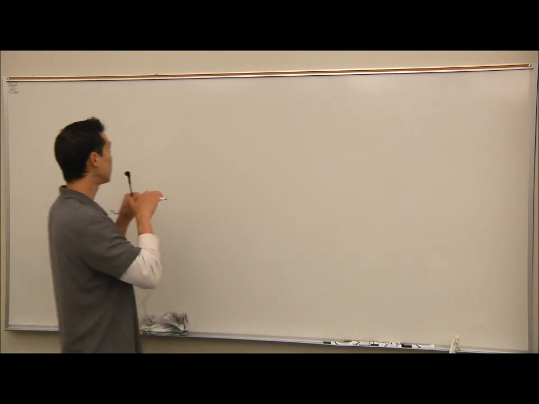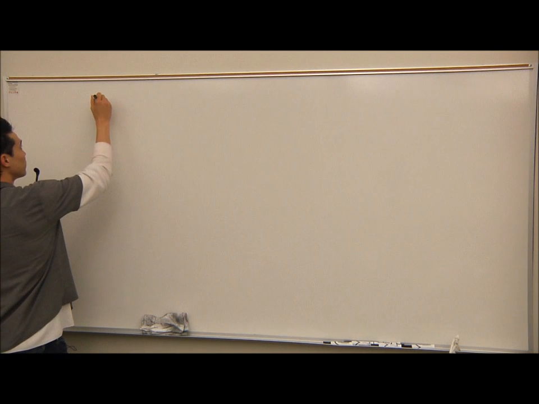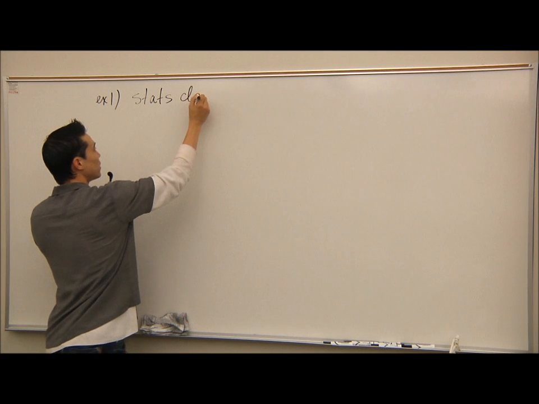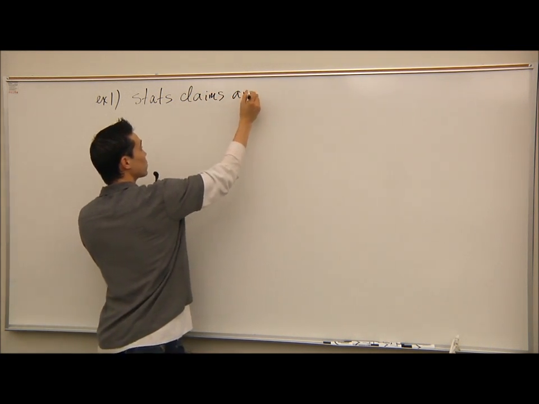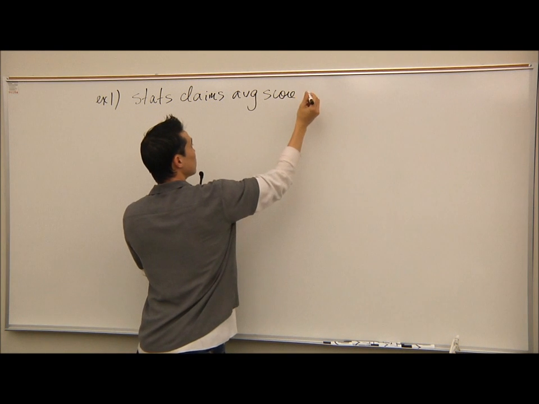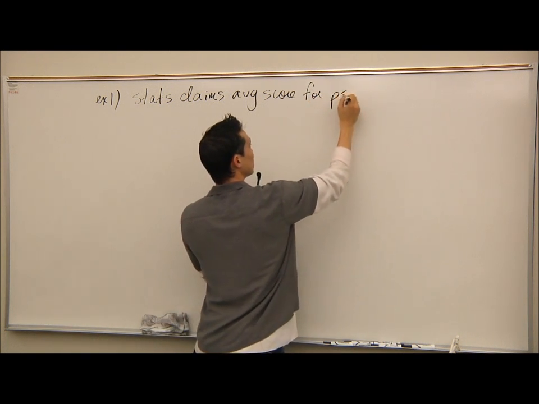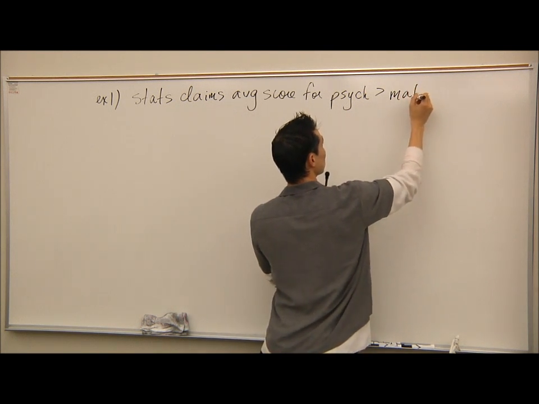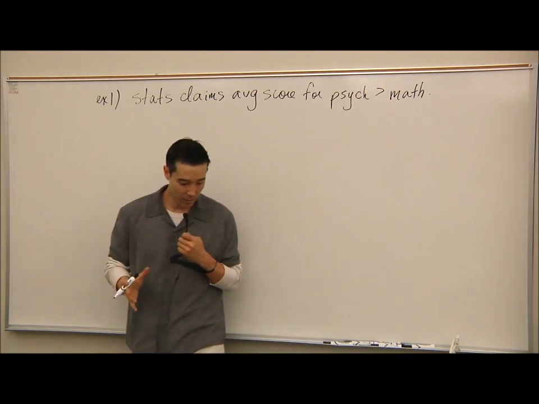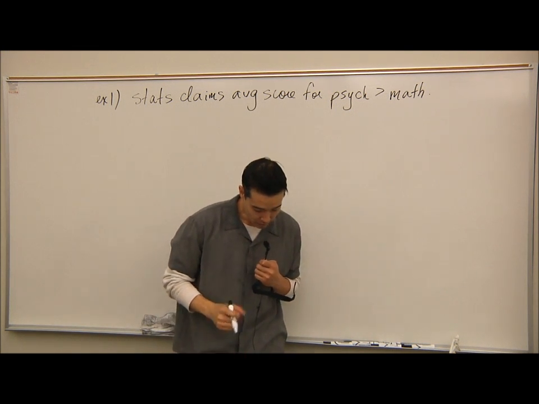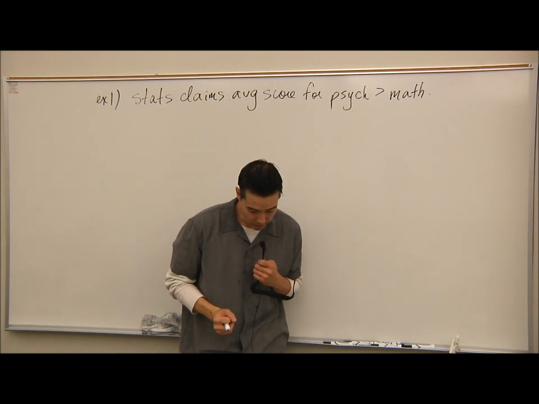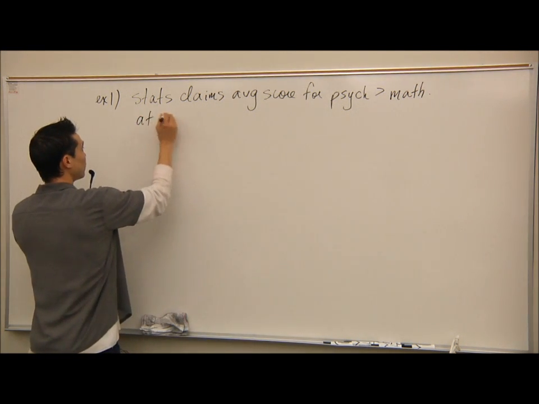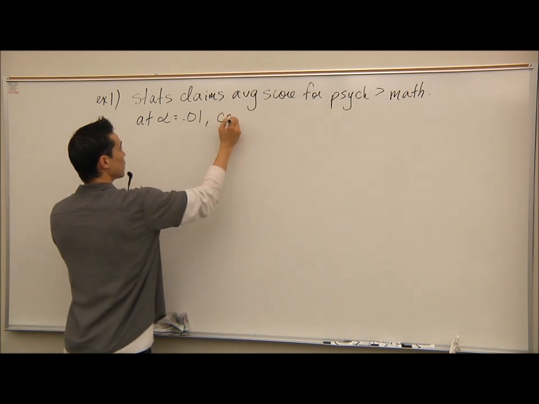Okay, so let's abbreviate this. So example 1 here, we have some statistician, and he claims the average score for psychology students is greater than the average score for math students. So that's how we'll have to set up the claim. They have some results, and then their question is, can we support this claim at alpha equals 0.01? So at alpha equals 0.01, can we support this?